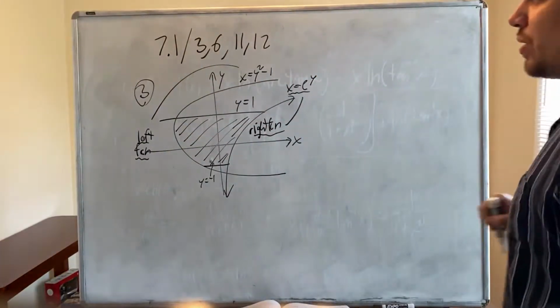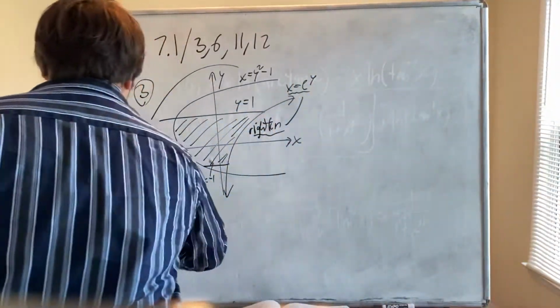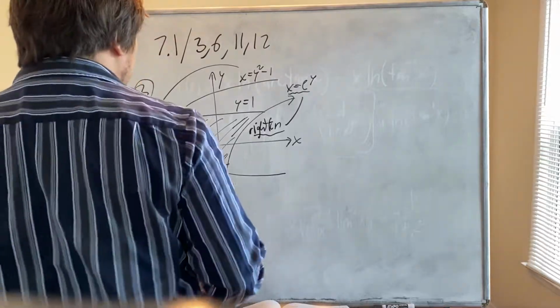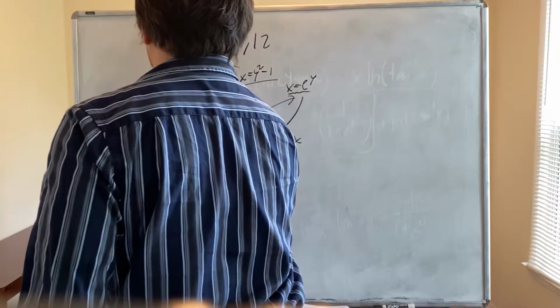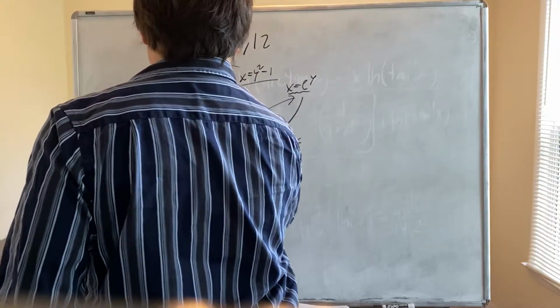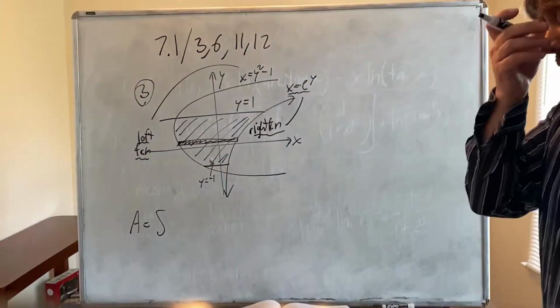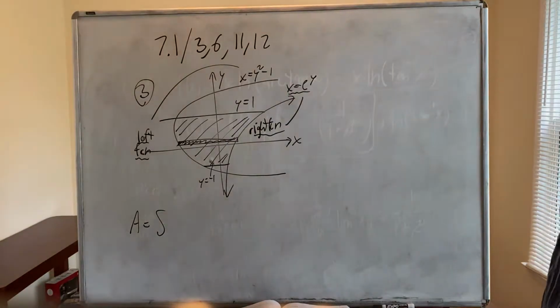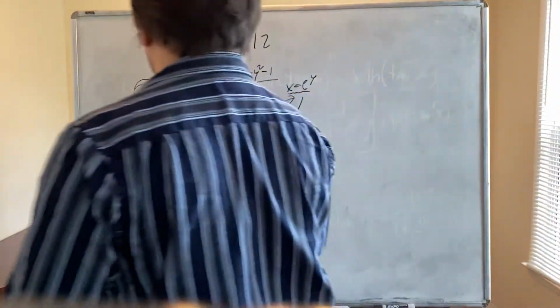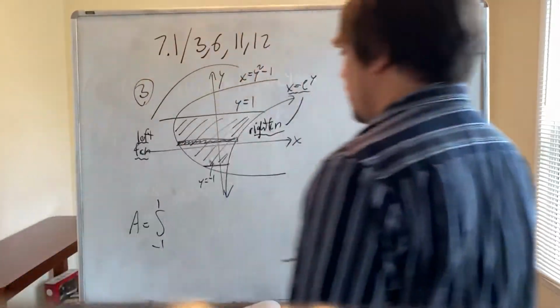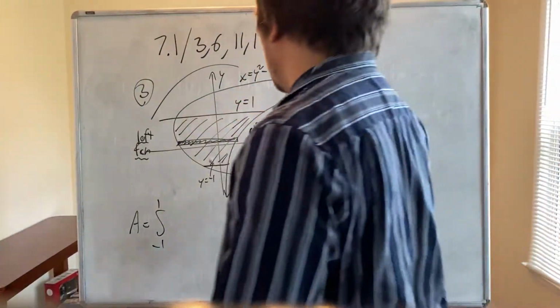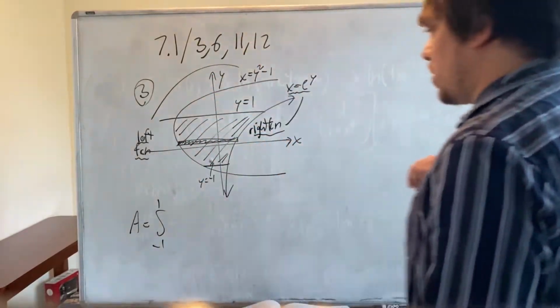And so the area of the shaded region, which is denoted by capital A, is the definite integral. We're going to integrate with respect to y. An approximating rectangle is going to be horizontal, which tells us that we need to integrate with respect to y, and we're going to have a right function and a left function. We're integrating from the lowest y value, negative 1, to the largest y value, 1. These rectangles are going to sweep across that region.